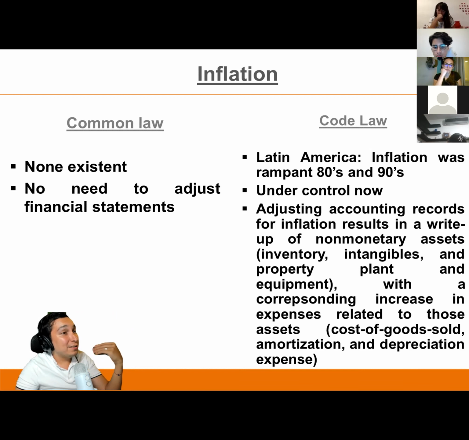So we will do re-expression of inflation in this class. It's very difficult. No, this one is very easy. We will have to do a re-expression. I just brought down the process. Adjusting accounting records for inflation results in a write-up of non-monetary assets. Remember what non-monetary assets are?